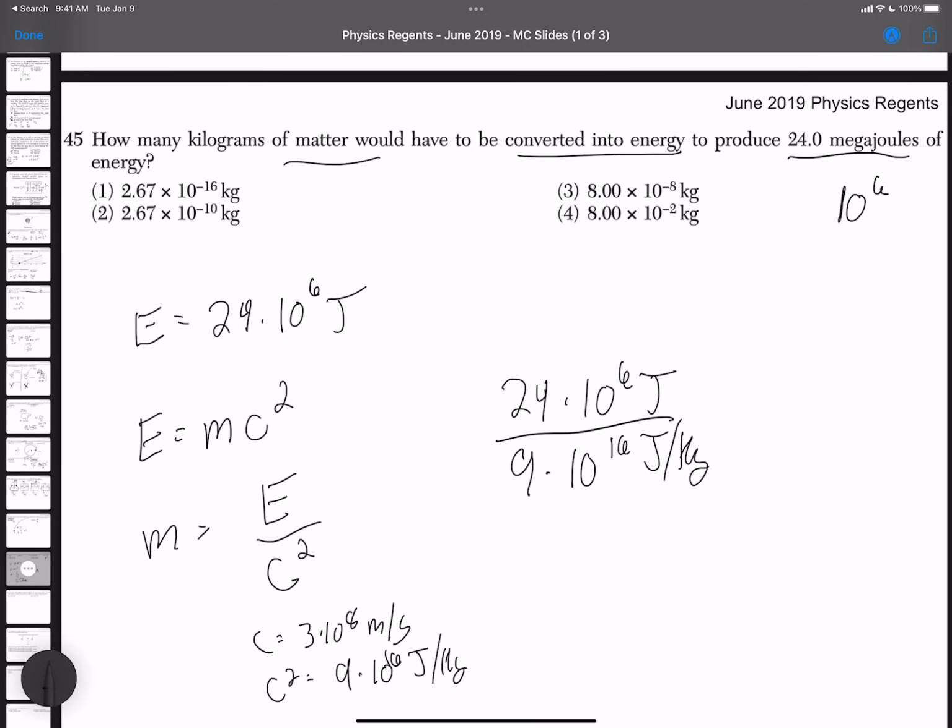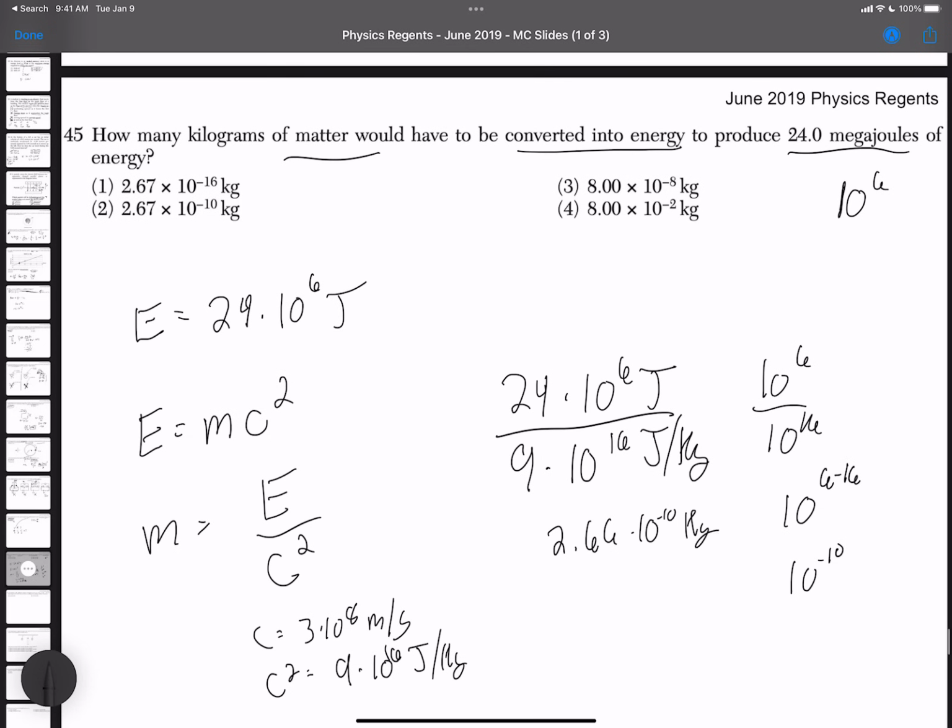So if I go and I put that in my calculator, first if I do the 24 divided by 9, I'm going to get 2.66, right? And then I've got to do 10 to the 6 divided by 10 to the 16. Well, that's 10 to the 6 minus 16, which is 10 to the negative 10. So my answer is answer choice 2, 2.67 times 10 to the negative 10 kilograms.